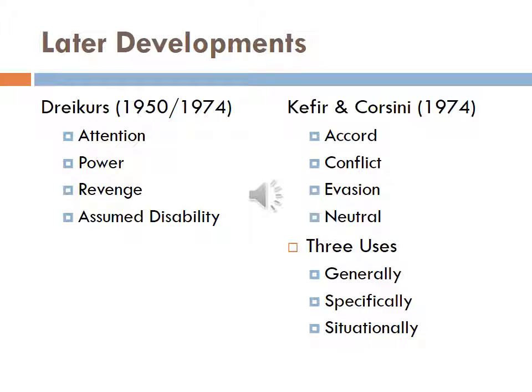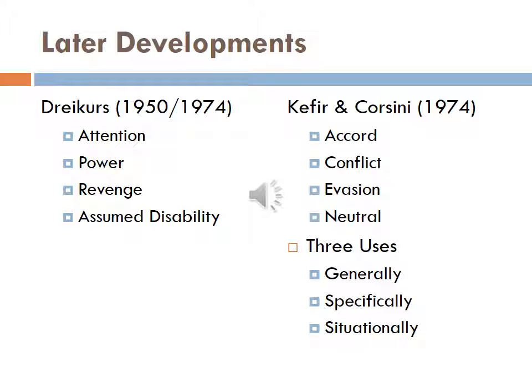Rudolf Dreikurs proposed the typology of 4 goals of misbehavior that is widely used, especially in the child guidance and parenting practice of individual psychology. We will cover this typology in more detail in an upcoming unit.